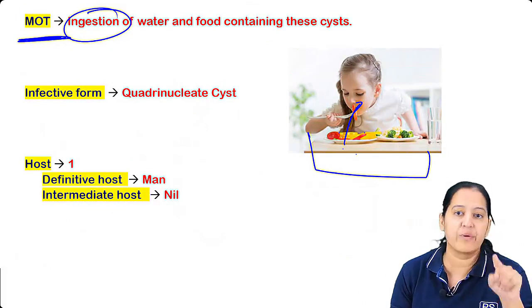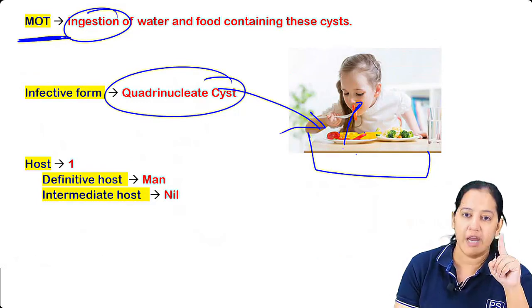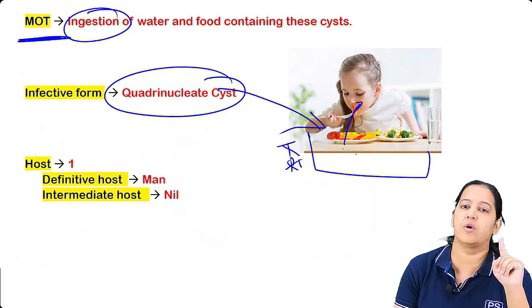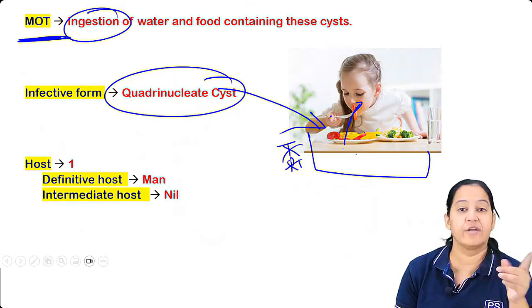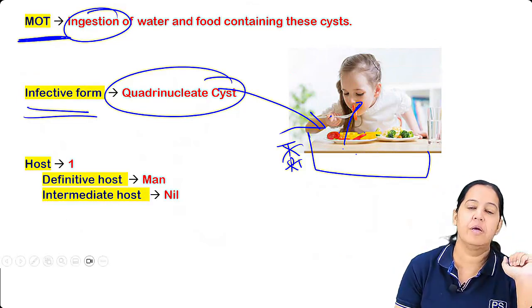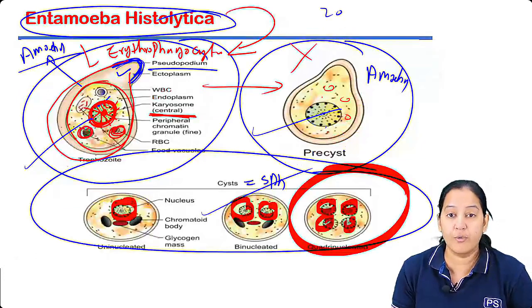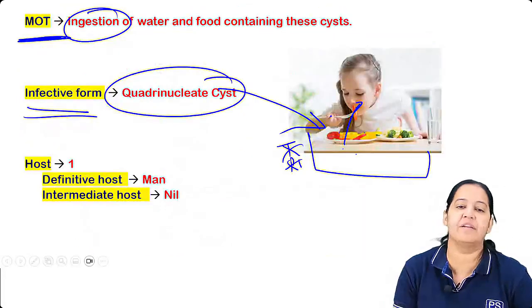The quadrinucleate cyst. Please learn. The infective form is quadrinucleate cyst. So food should contain the quadrinucleate cyst. If this food contains trophozoite or precyst, nothing will happen. Trophozoite and precyst are not infective. So you have to learn the infective form. This is the meaning of the infective form. This person is eating food contaminated with quadrinucleate cyst.